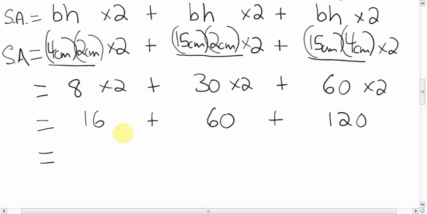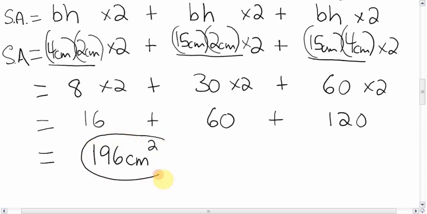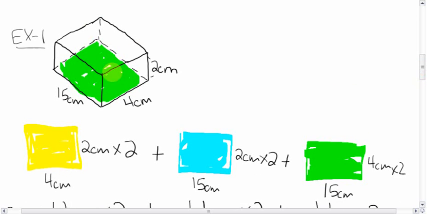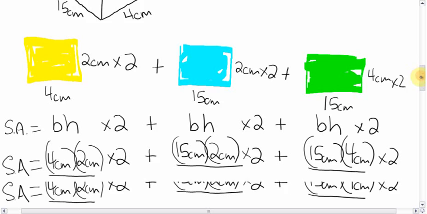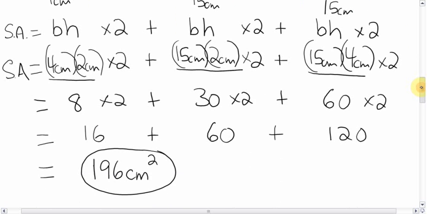Do your work this way so I can give you part marks along the way, just in case you make any silly mistakes. You add it all up, 16 plus 60 plus 120, you get a final answer of 196. Units are centimeters, and it's area, so it's squared. And that is the surface area of this entire 3D object. Rectangular prism, the proper name for it. Okay, so it's a lot of work you gotta show, but trust me, when you show it like this, most likely you're gonna get the right answer.